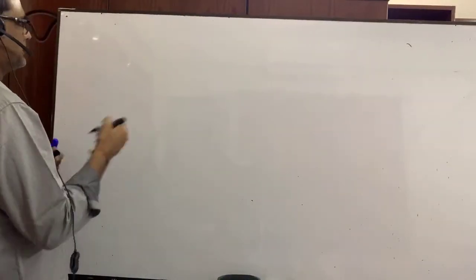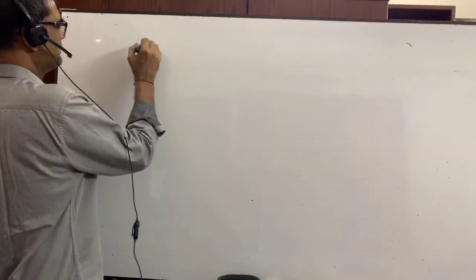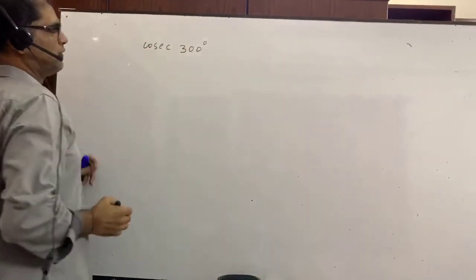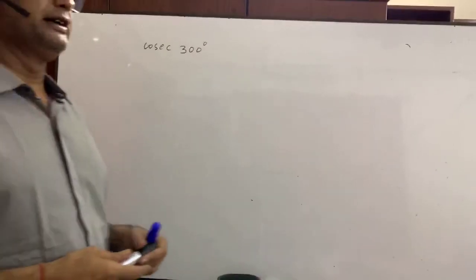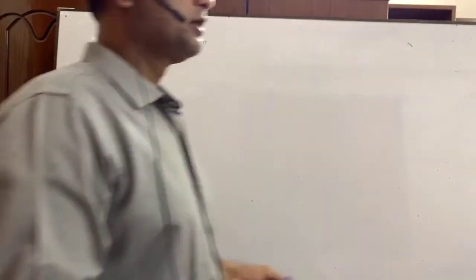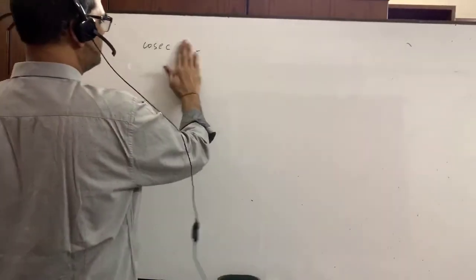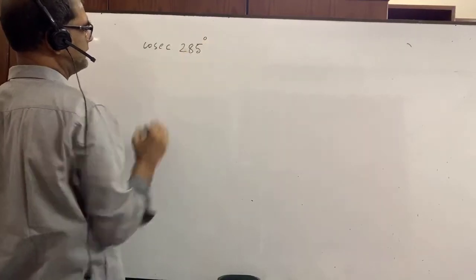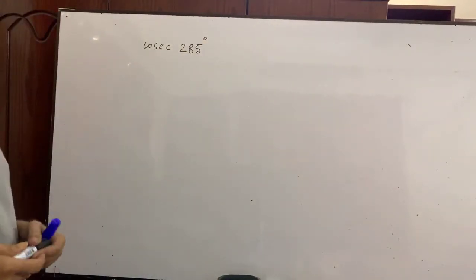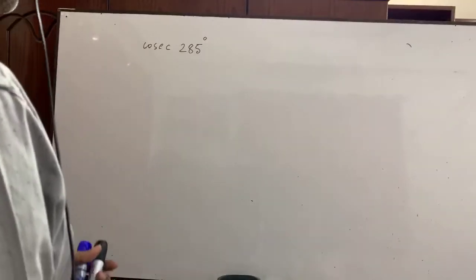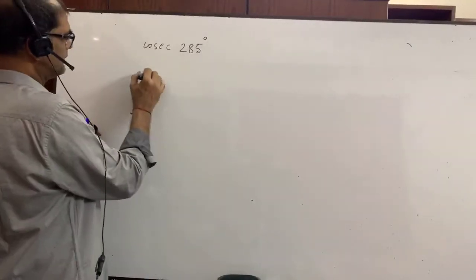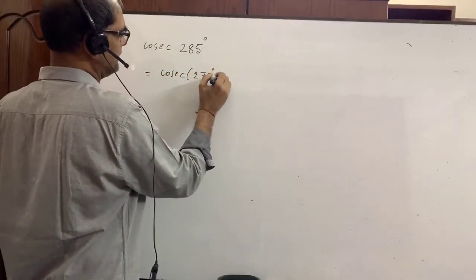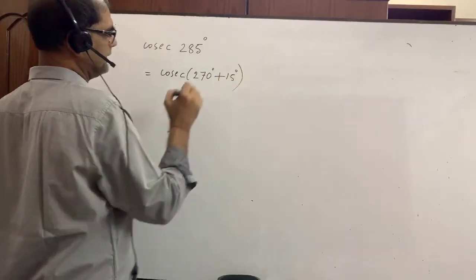Suppose a math is given. Cosec 300 degree. How to find the value? Not 300. Suppose it is easy. Suppose it is 285 degree. Can you find this value? Cosec 285 degree. You see how to do. It can be written as cosec 270 plus 15 degree. Okay.